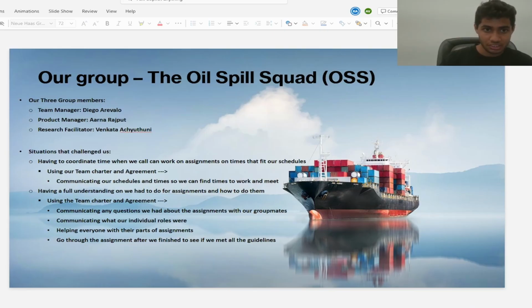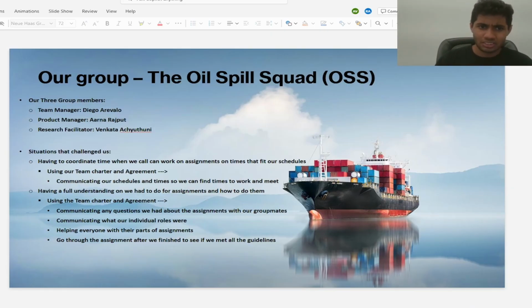And then I'm the research facilitator, and I am in charge of making sure that everyone knows what we have to research, and basically making sure that all the information is gathered and that everyone knows how to get that information.